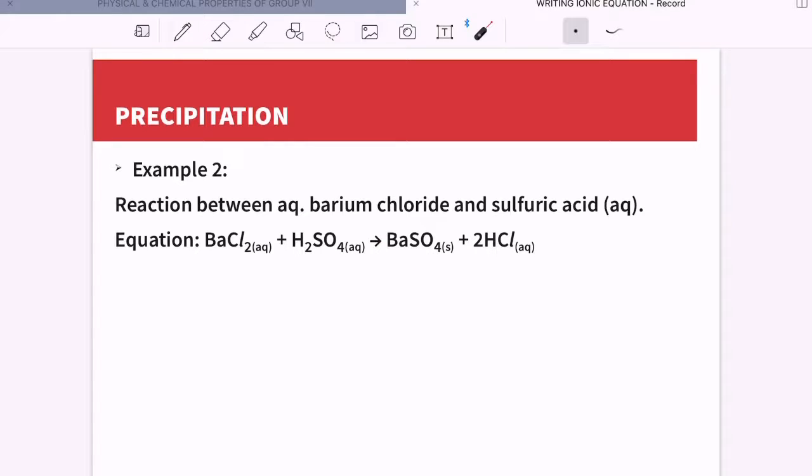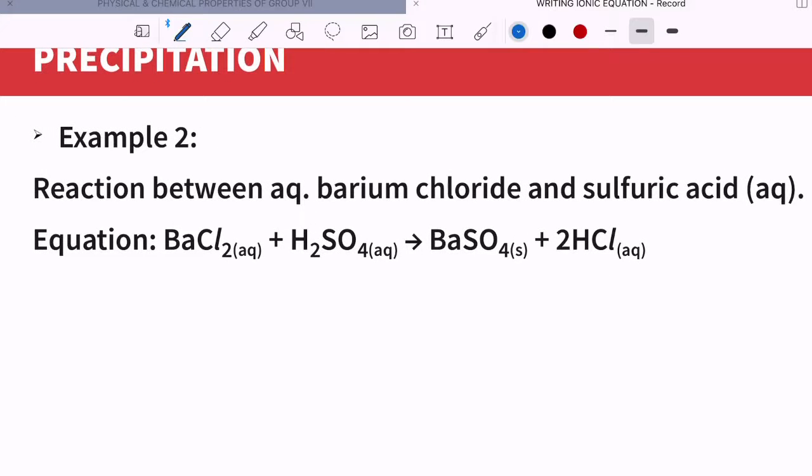So let's break down these aqueous substances into their ionic form. Barium chloride: Ba2 plus. But since this chloride has 2, you put 2 of the chloride ion, because as you know, chloride is charged with a minus 1. So with this 2, you must put 2 here in front as a coefficient.